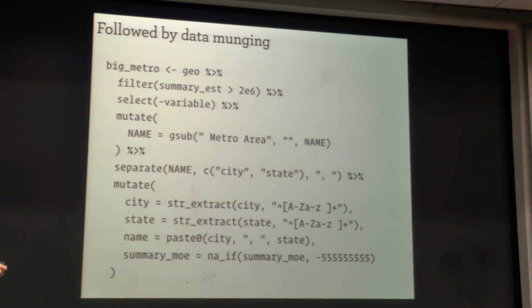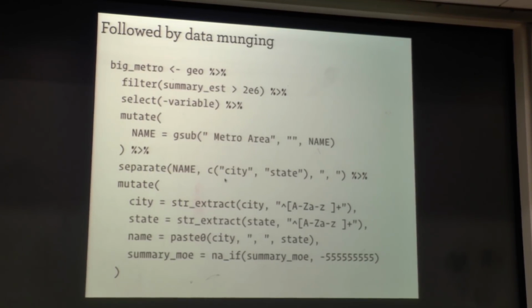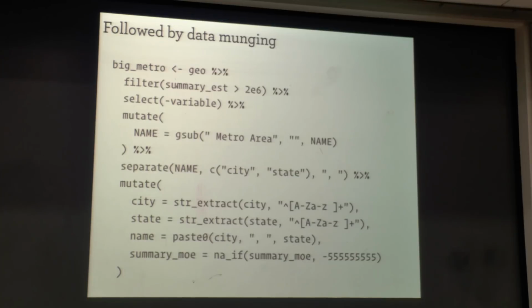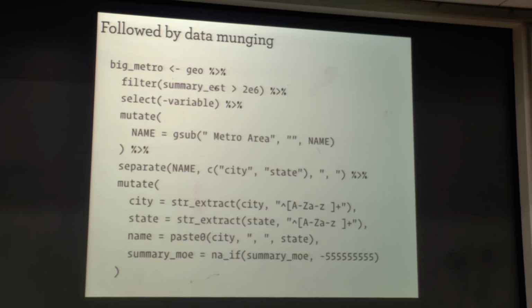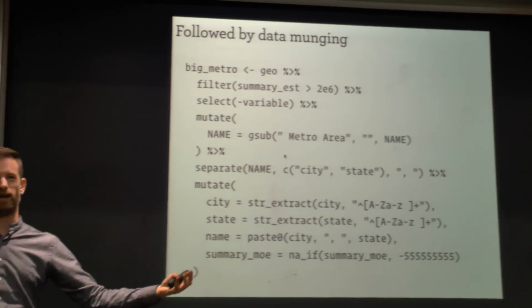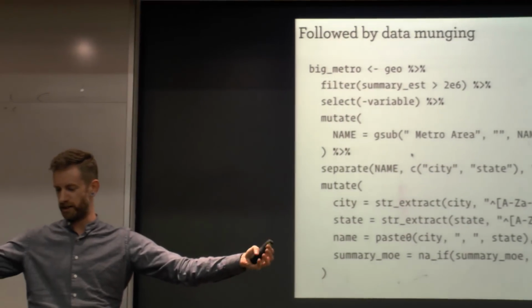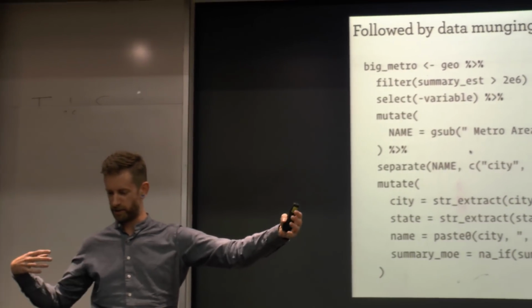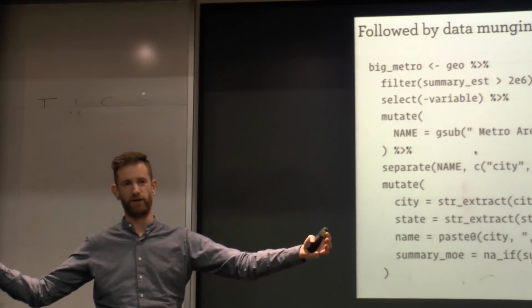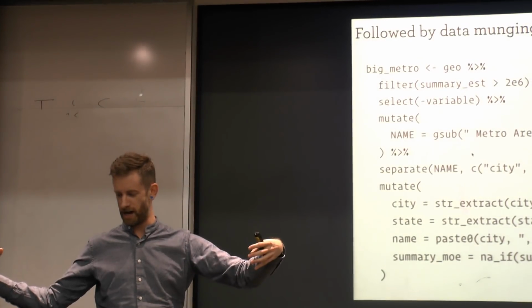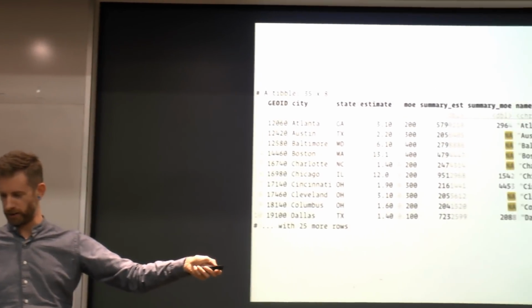I'm going to say, well, I only want to look at the big metropolitan areas, the areas that have greater than 2 million people in them. That variable is constant, so I'm going to get rid of it. I'm going to remove this metro area because it's just on every single column. It doesn't really teach me anything. Then I'm going to split it up into city and state and then extract those just so I get the first city and the first state and then do a little bit more cleanup.